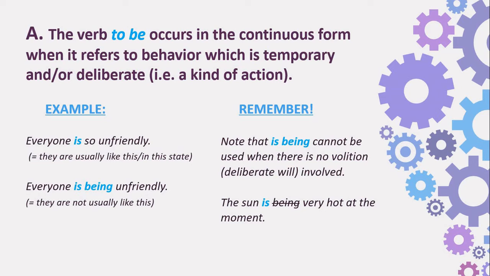So one thing you need to remember is that "being" cannot be used when there is no volition or deliberate will involved. For example, you can't say "the sun is being very hot at the moment." The correct form is "the sun is very hot at the moment."